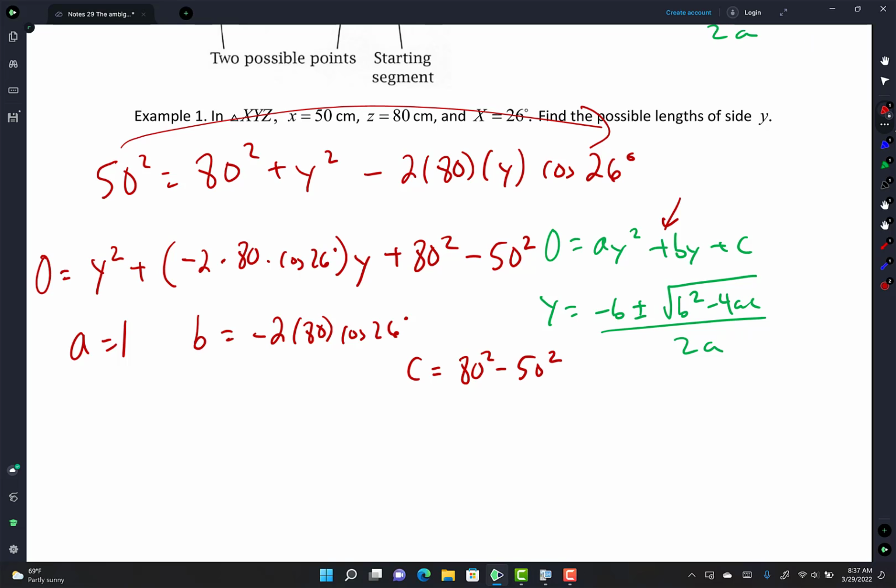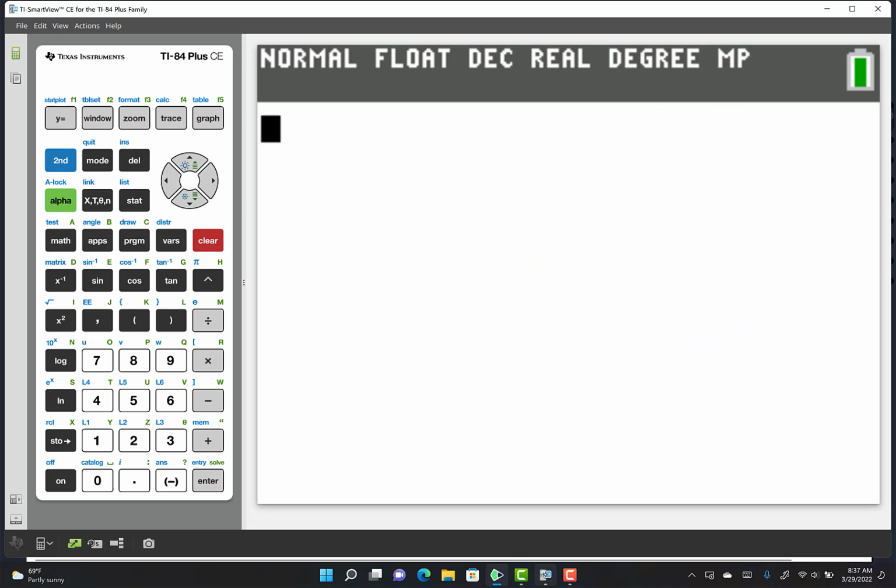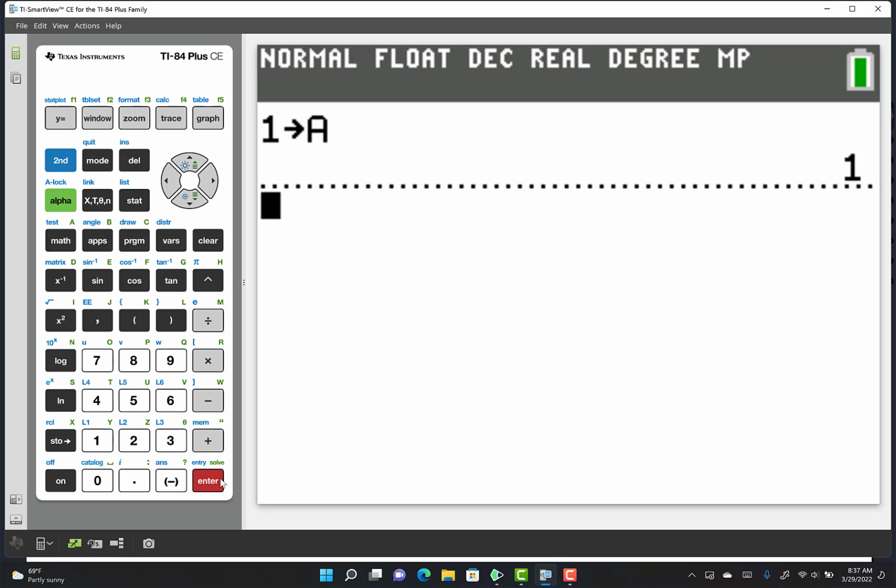See? And then all I'm going to do is just use the formula, guys. So I'm going to go to my calculator. Make sure your calculator is in degree mode. Here's my calculator. It says degree on mine, but on yours you're probably going to have to push mode. A is 1, but if you want to store 1 for A, just go 1, store, alpha A. So now every time I push A, it's going to be 1. See what I did there, guys? So what was B again? Negative 2 times what? 80. Cosine of what?